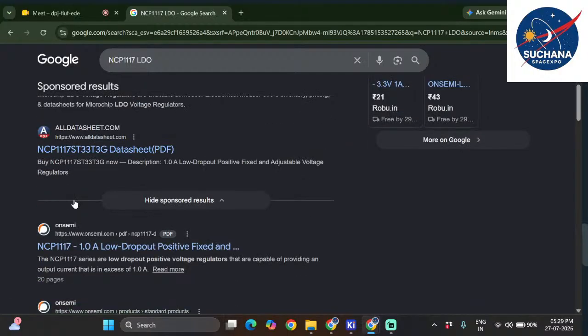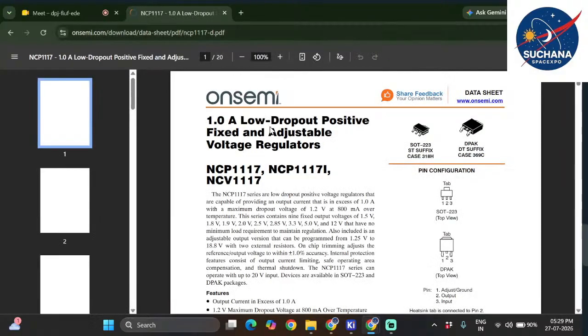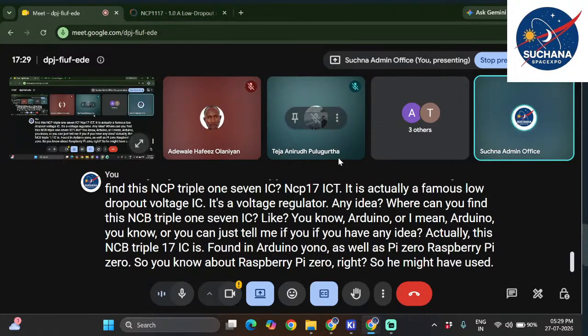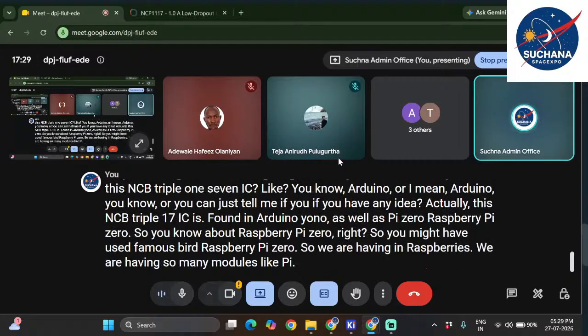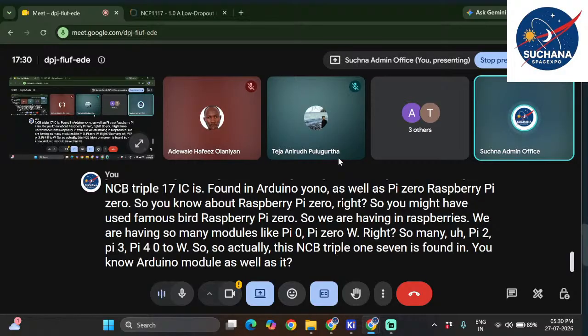Actually, this NCP1117 IC is found in Arduino Uno as well as Raspberry Pi Zero. You know about Raspberry Pi Zero, right? You might have used the famous board. In Raspberry Pi we have so many modules like Pi Zero, Pi Zero W, Pi 2, Pi 3, Pi 4. So this NCP1117 is found in the Arduino module as well as in some Raspberry modules.